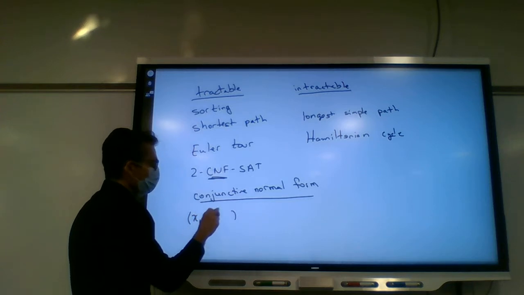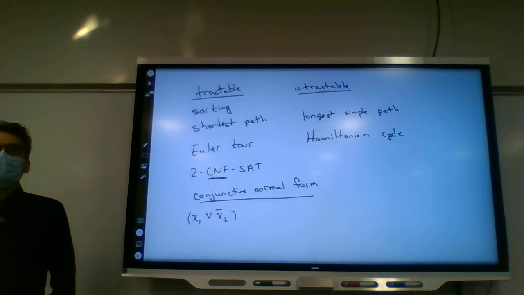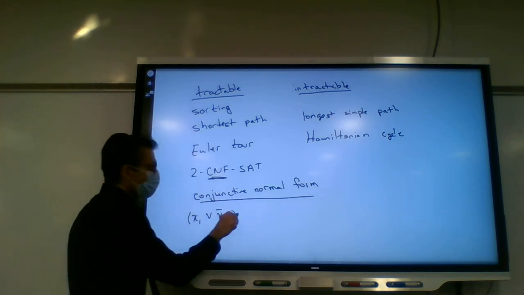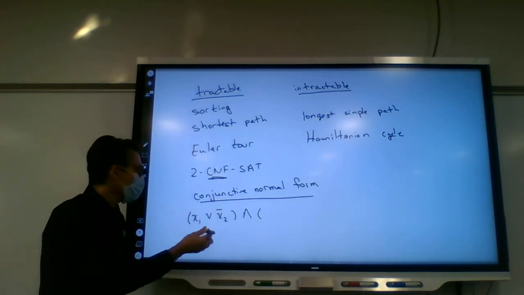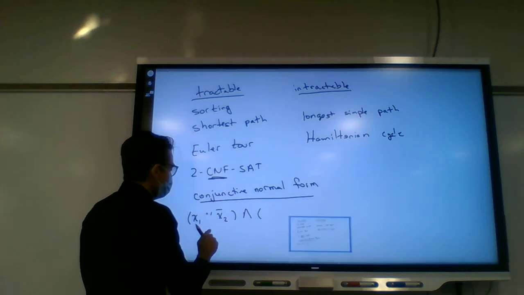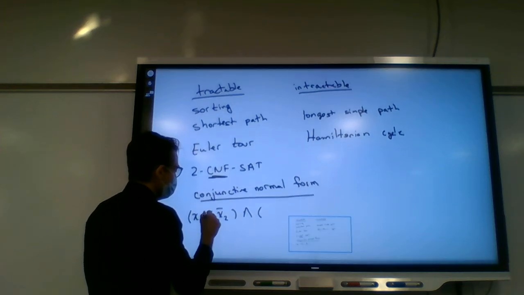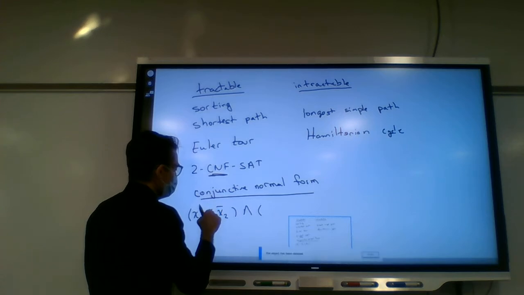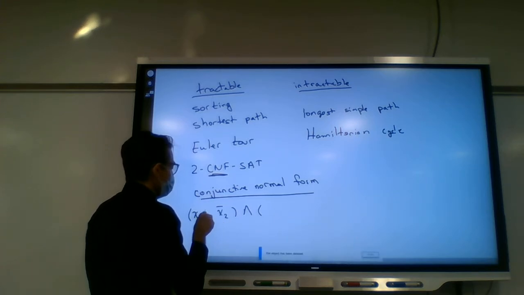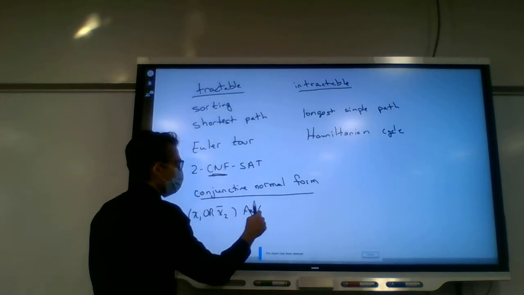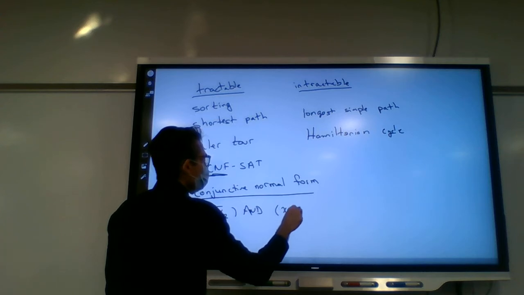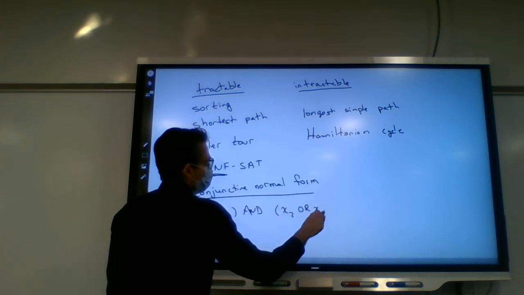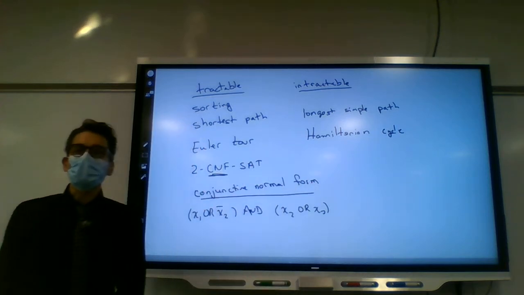They're joined inside the clauses with or. So maybe we have x1 or the negation of x2. And then the clauses themselves are joined by ands. Remember, we use those notation for or and and. I guess we could just write it out. These are ors. These are ands. And we can have maybe x2 or x3, and we can keep going on and on like this.